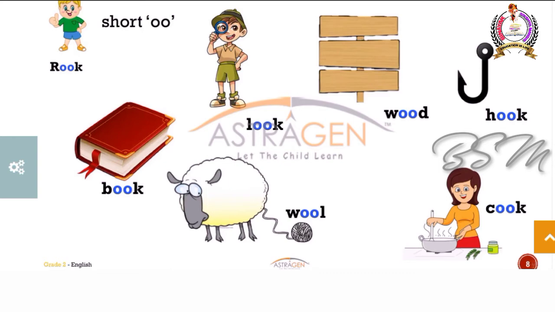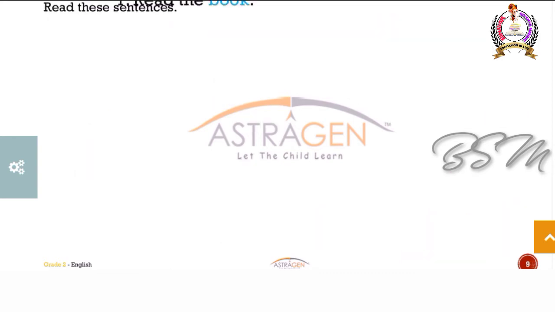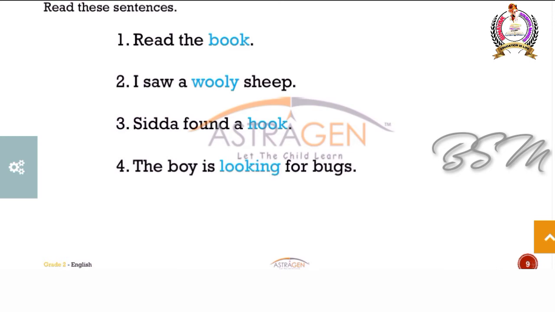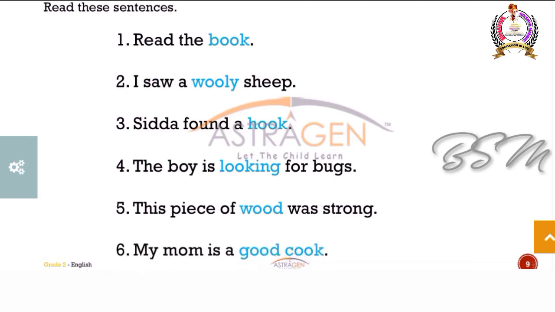Ready to read the sentences? Read the book. I saw a woolly sheep. Siddha found a hook. The boy is looking for bugs. The piece of wood was strong. My mom is a good cook. So, good and cook, both are short here. Clear, children? It's very simple.